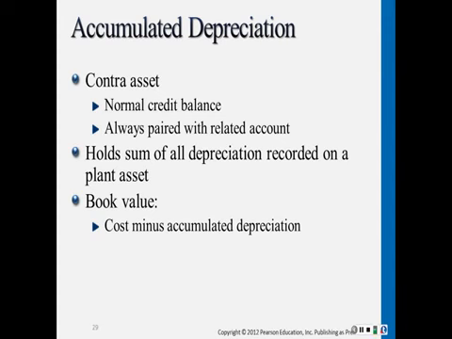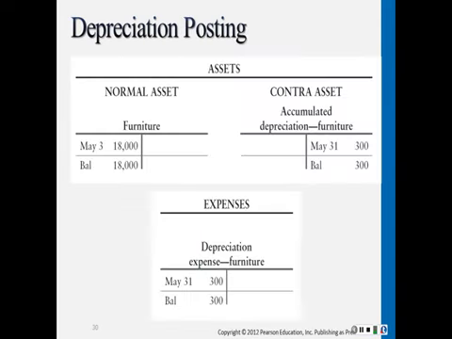A contra account has two main characteristics. A contra account is paired with and follows its related account. A contra account's normal balance, a debit or credit, is the opposite of the balance of the related account. The balance sheet reports both the plant asset accounts and the accumulated depreciation. But because it's a contra account, accumulated depreciation is subtracted from the plant asset account. The resulting net amount of the plant asset, cost minus accumulated depreciation, is called its book value.